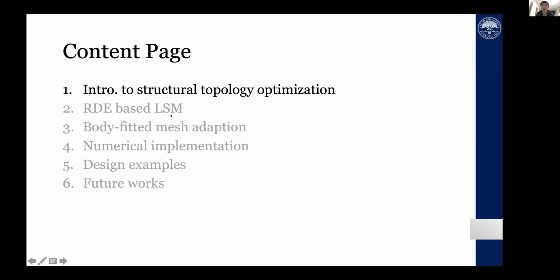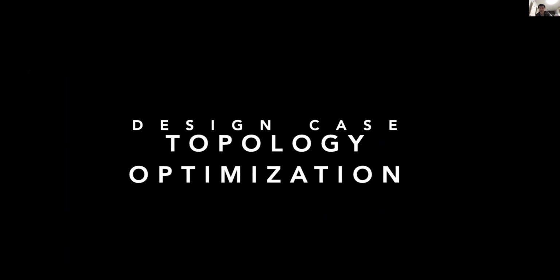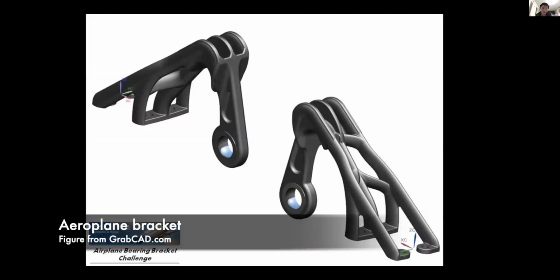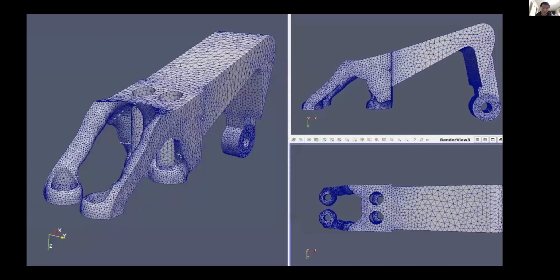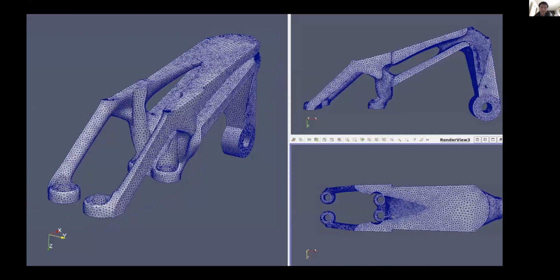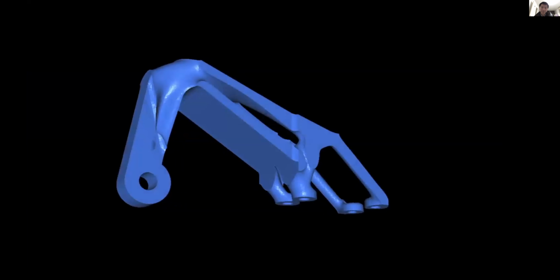Before we start the introduction part, I would like to show you several interesting designs, and we prepared a short video for all of you. Okay, so the first example is to optimize the aeroplane bracket structure. So this is the optimal solution.